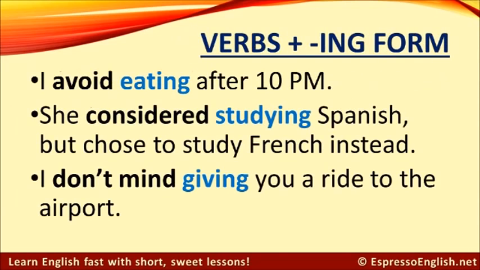The first structure is verbs plus the ing form. For example, I avoid eating after 10 p.m. She considered studying Spanish but chose to study French instead. I don't mind giving you a ride to the airport. You can see in all of these cases that the second verb takes the ing form. It doesn't matter what form the first verb is in. The second verb always has ing.